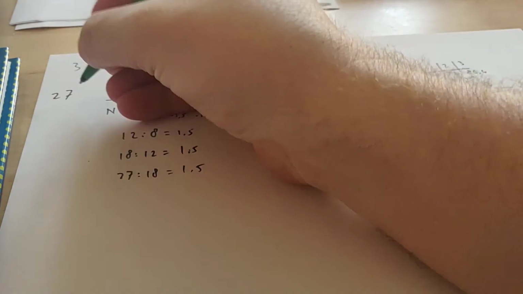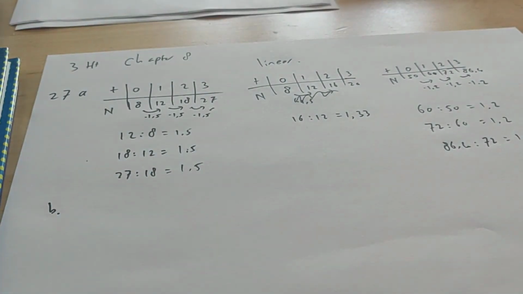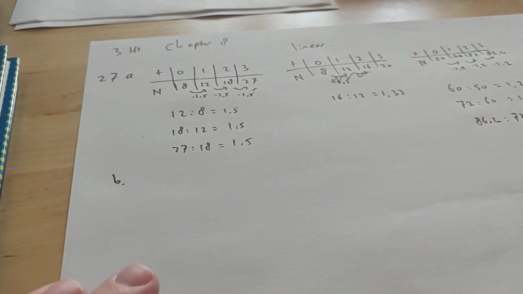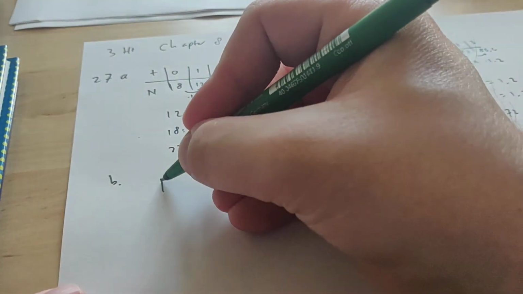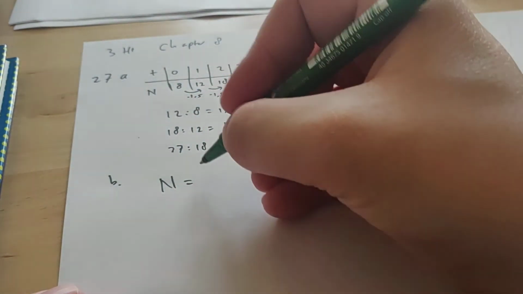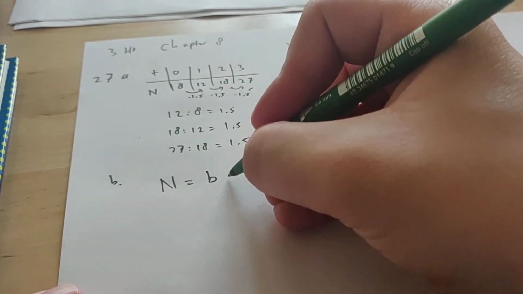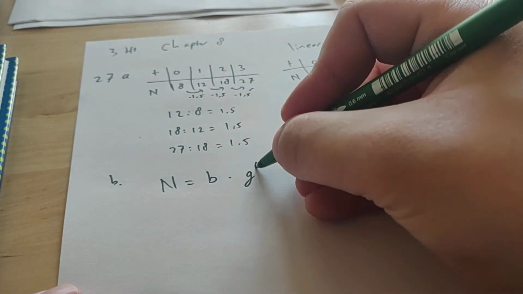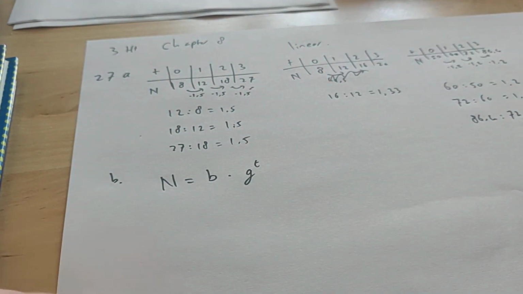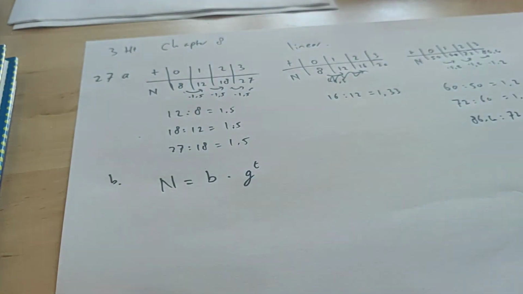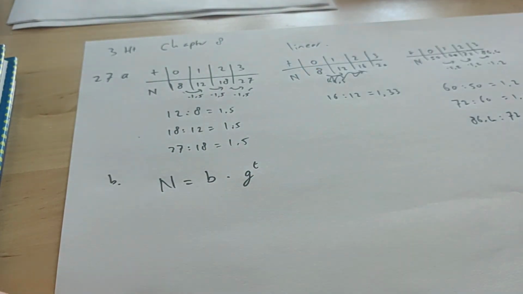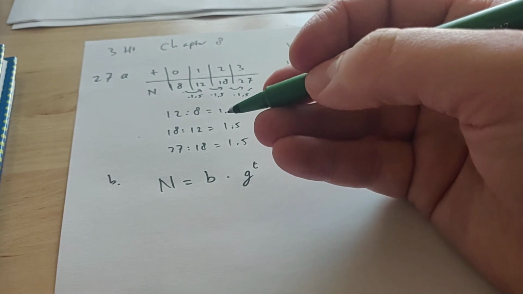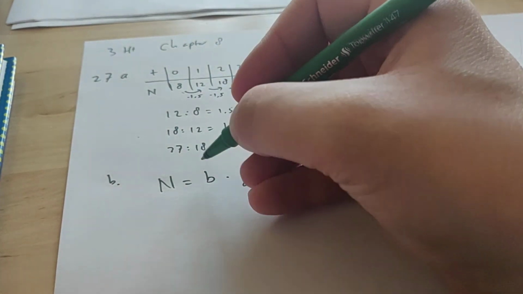That was question A. Then question B is generate the formula N for each table showing exponential growth. So for the first table, we have to make a formula. Now the formula always looks like this. N equals the starting value times the growth factor to the power of t. Now the starting value, in the book they call this the initial quantity. They usually use a B.